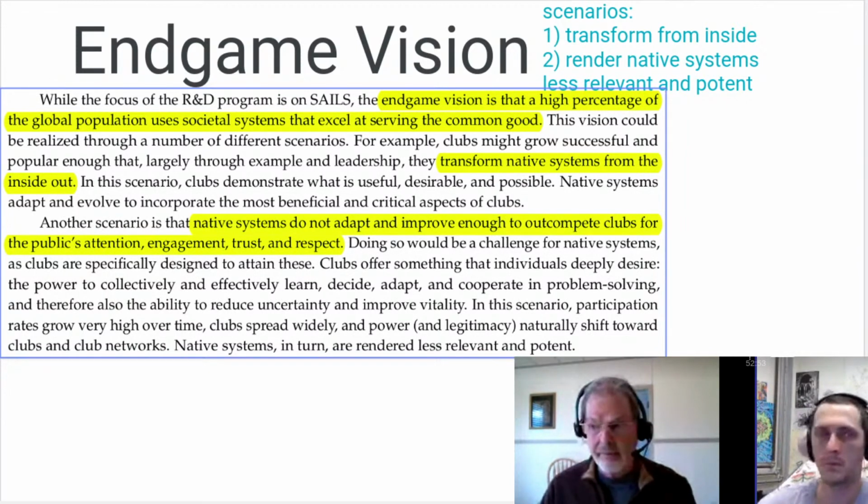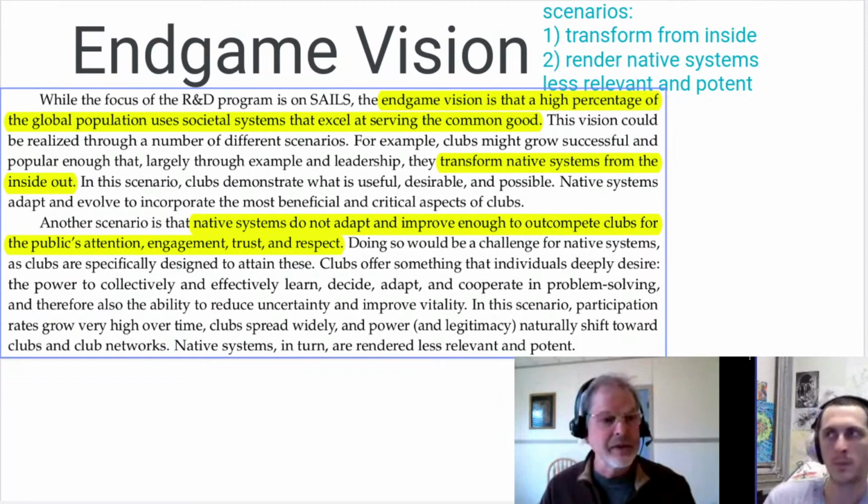And if that's the case, then people would be using these new systems and relying on them more so than native systems. So those are just two scenarios, but you could imagine a number of other scenarios that might occur from such an R&D program. But at least with these two scenarios, either way, the end goal is reached of a large majority of the human population using systems that actually serve them and serve them well.